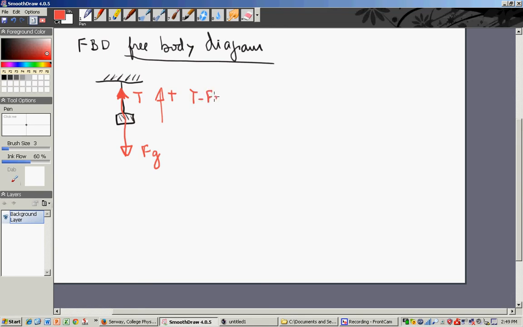If my block's not moving, I can tell once I establish a positive orientation that T minus Fg must be equal to 0, because the block does not move with an acceleration, so T is equal to Fg.